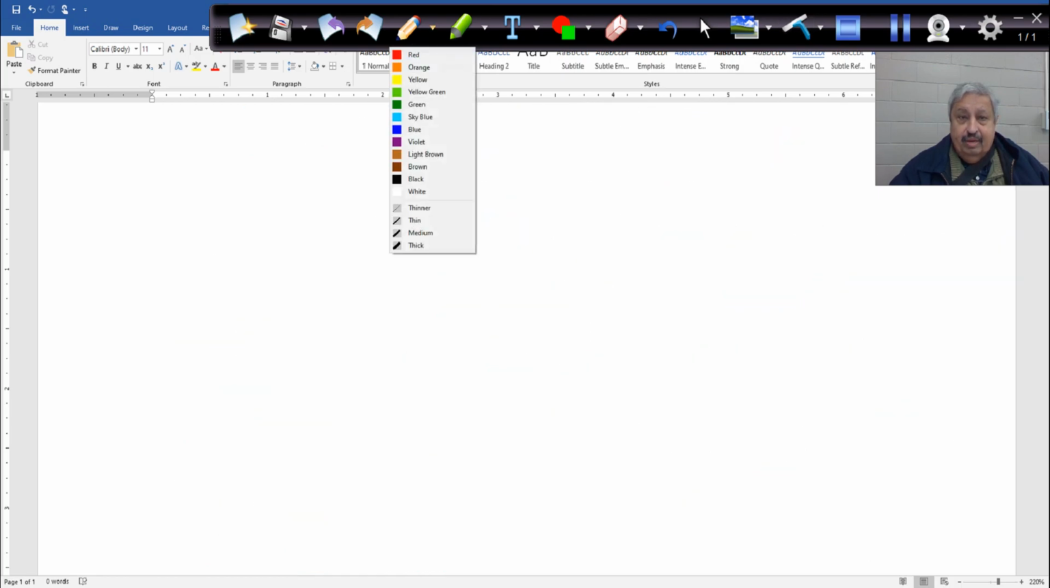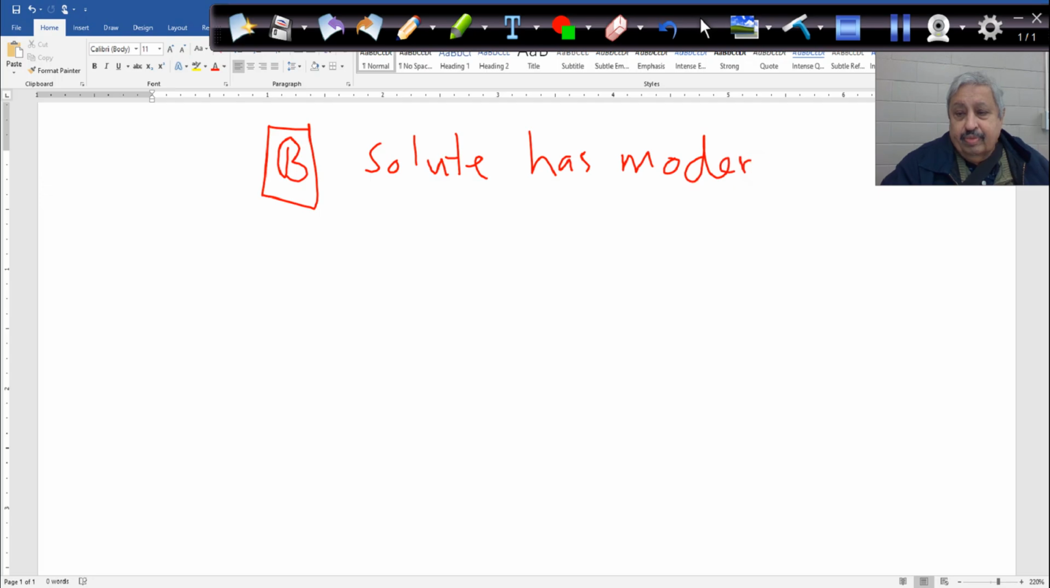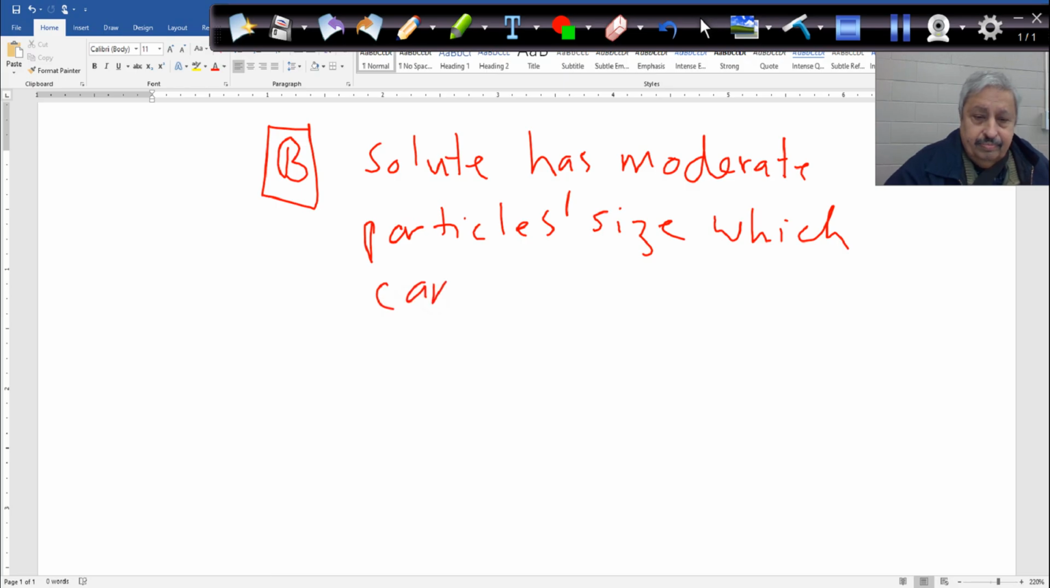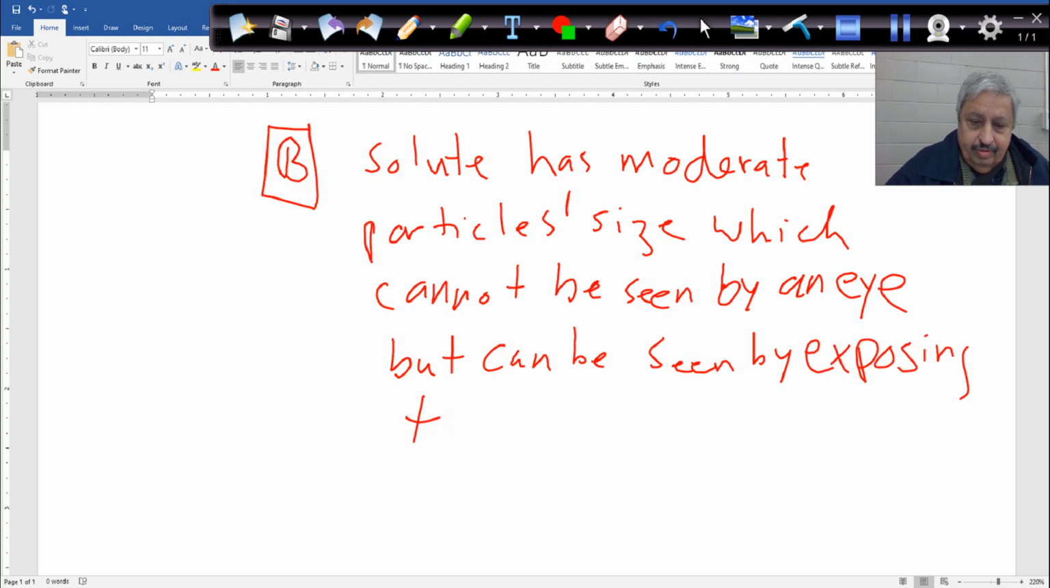Second one, number B. Solute has moderate particle size, which cannot be seen by an eye, okay, but can be seen by exposing the solution to the light.